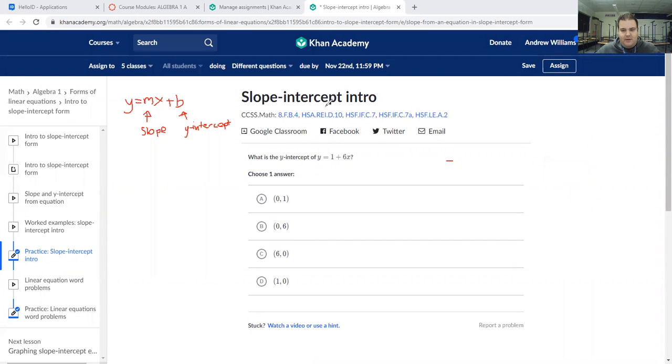I'll leave just the main part over there. Okay. What is the y-intercept of y equals 1 plus 6x?